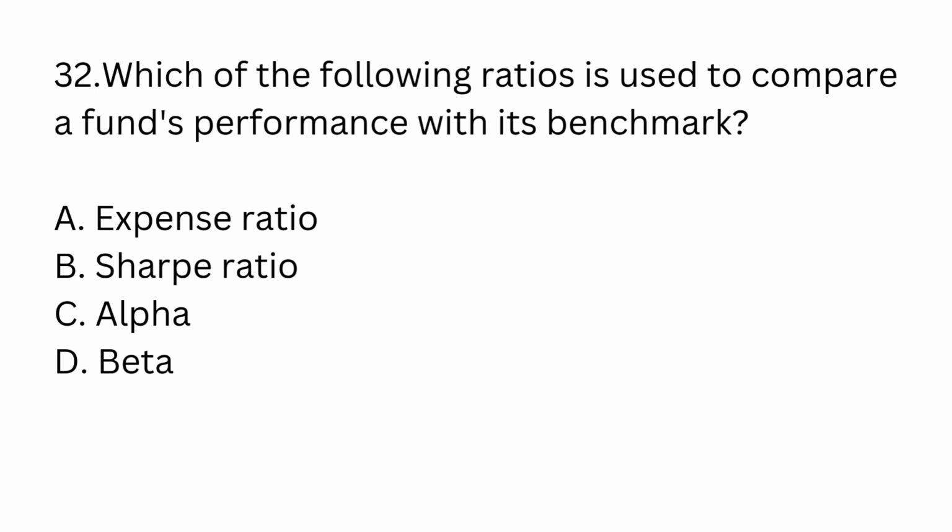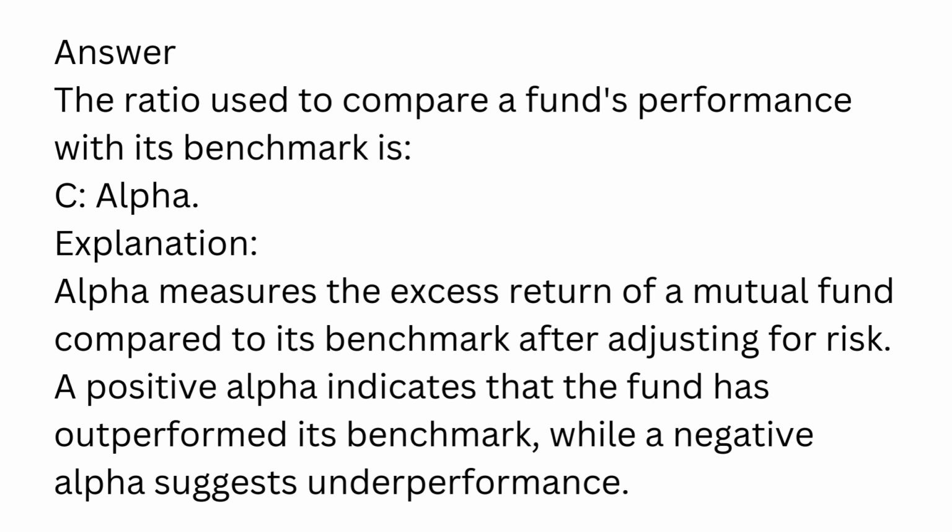32. Which of the following ratios is used to compare a fund's performance with its benchmark? A. Expense ratio. B. Sharpe ratio. C. Alpha. D. Beta. Answer. The ratio used to compare a fund's performance with its benchmark is C. Alpha. Explanation. Alpha measures the excess return of a mutual fund compared to its benchmark after adjusting for risk.